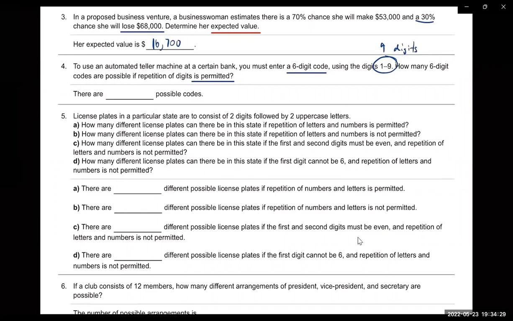Okay. All right. So let's do that. And there's a 6-digit code. So that's 1, 2, 3, 4, 5, 6. For the first digit, you have 9 possibilities. Second digit, because repeats are permitted, you also have 9 possibilities. For all of them, you have 9 possibilities. And then, of course, you multiply. That's the counting principle. It tells us that we should multiply. That's going to be 9 to the 6th power, whatever that is. So on your calculators, do 9 exponent 6, and you should get 531,441. So that's how many possible 6-digit codes there are.